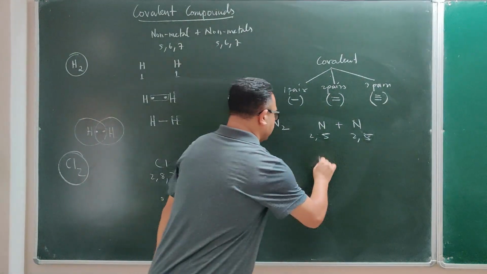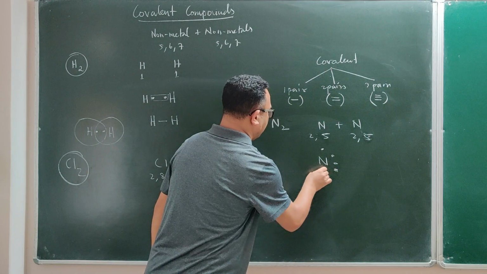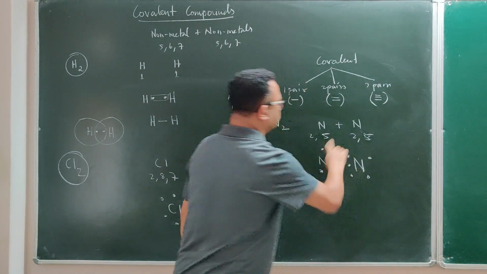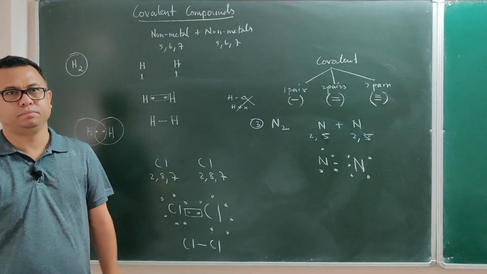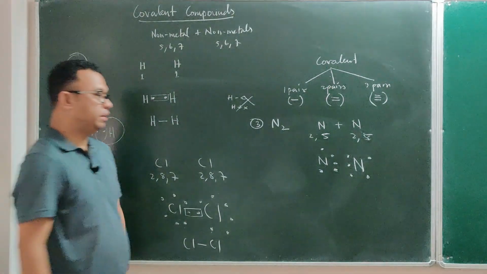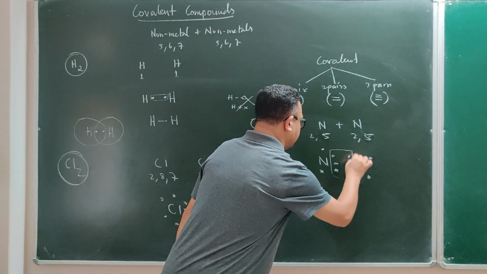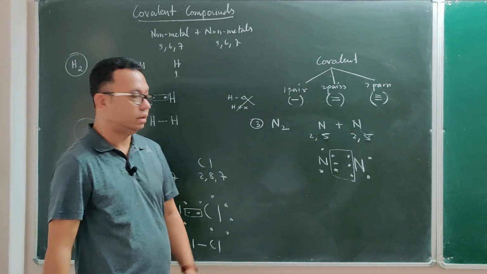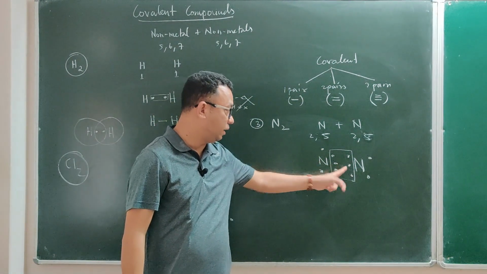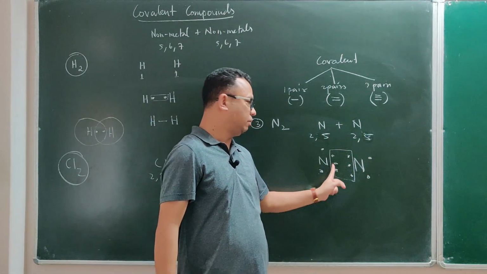So here if I make the structure of nitrogen 1, 2, 3, 4, 5, and this nitrogen also 1, 2, 3, 4, 5. So here I have made the structure of nitrogen. Now the only way in which they will get a stable configuration is by sharing electrons, and they will share all together. Here it is, 3 pairs of electrons they will share. Now if you count for this nitrogen 1, 2, 3, 4, 5, 6, 7, 8. This nitrogen is 8. That nitrogen also 1, 2, 3, 4, 5, 6, 7, 8.